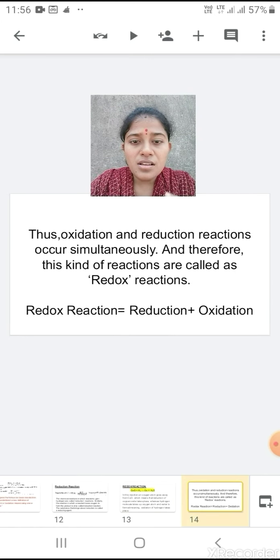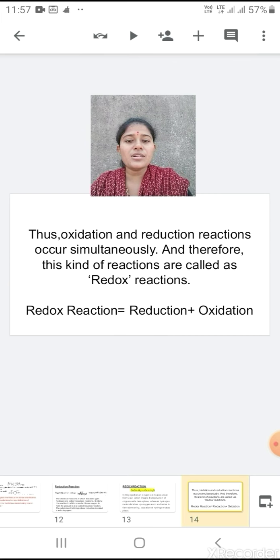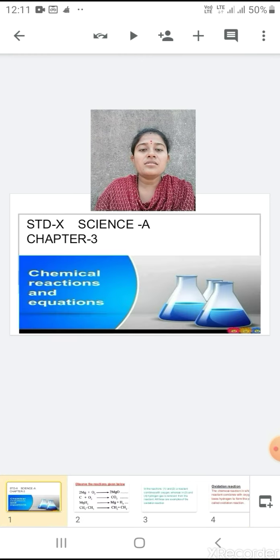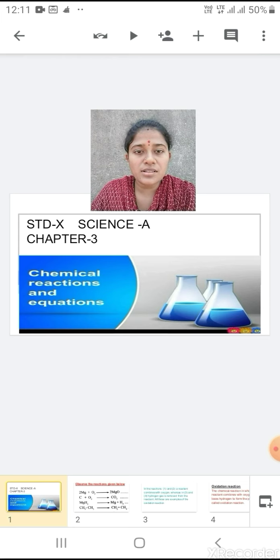So oxidation and reduction reactions occur simultaneously, and therefore this kind of reactions are called redox reactions. What is redox? From reduction, R-E-D, red, and from oxidation, O-X. So a redox reaction is a combination of reduction and oxidation reaction.